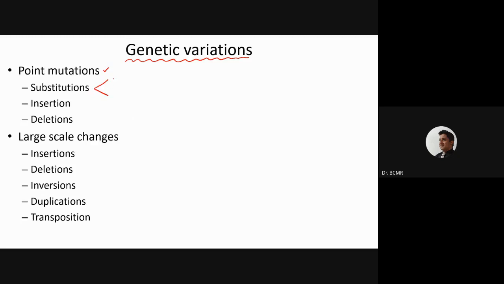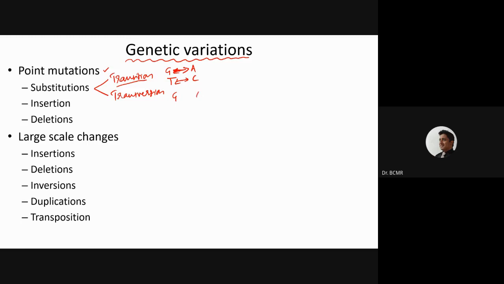You may have transitions or transversions, right? Transition is purine to purine or pyrimidine to pyrimidine, right? When there are changes between the bases, then you call it substitution. One is replaced with a different one. Transition, if a purine is replaced with another purine, or pyrimidine is substituted with another pyrimidine.